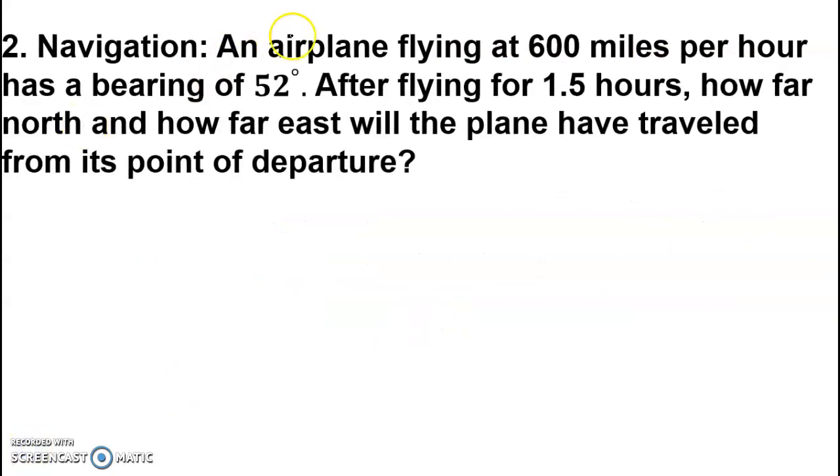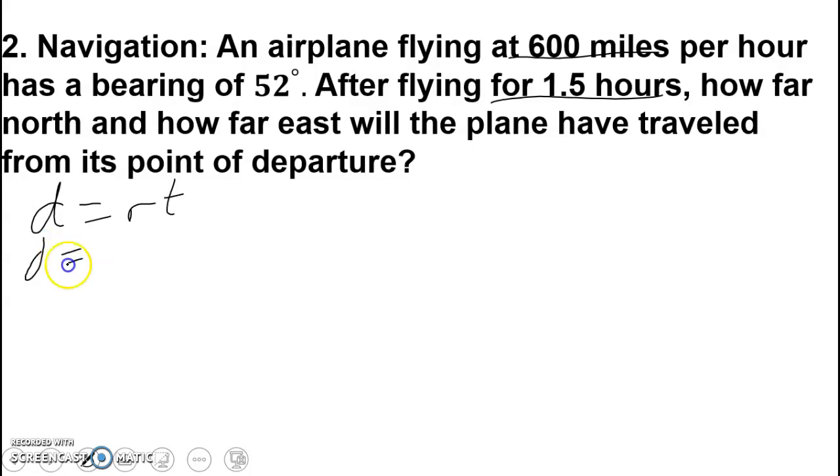Right, next, an airplane is flying at 600 miles per hour and it flew for 1.5 hours. So let's find the distance, which is rate times time. So the distance is 600 times 1.5 hours, which is 900 miles.